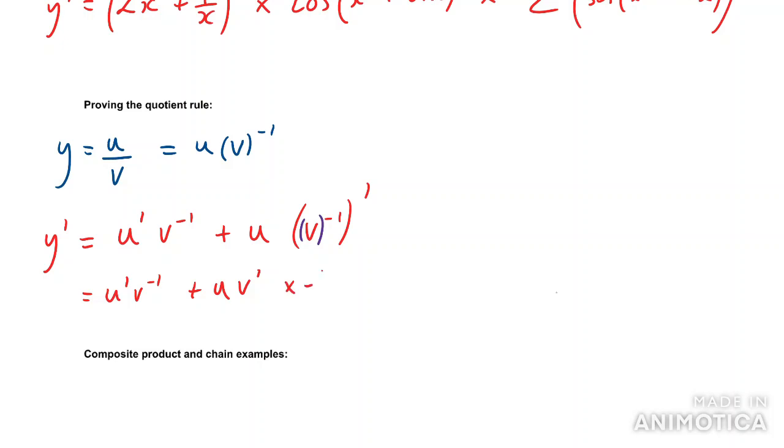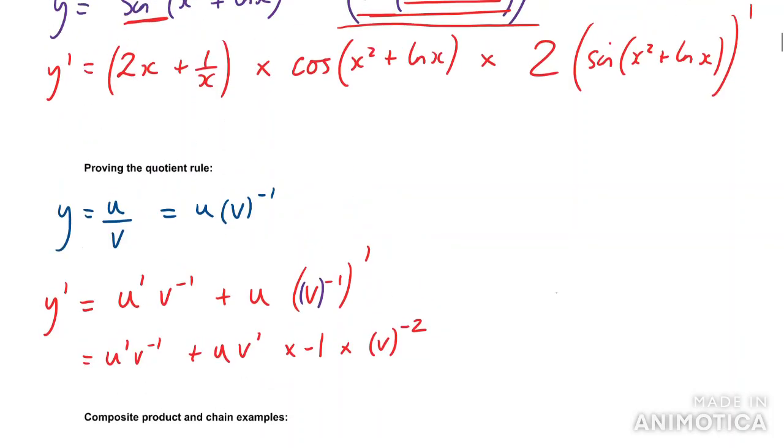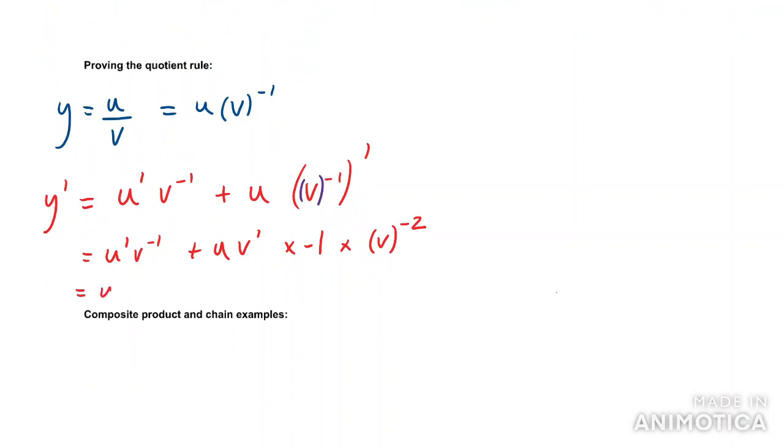We get times minus 1, and then whatever was in the brackets, v, with the power decreased by 1, so to the minus 2. And we simplify this: u dash over v minus u v dash over v squared, which if we simplify that further is going to be u dash v minus v dash u over v squared, and we've proven the quotient rule.